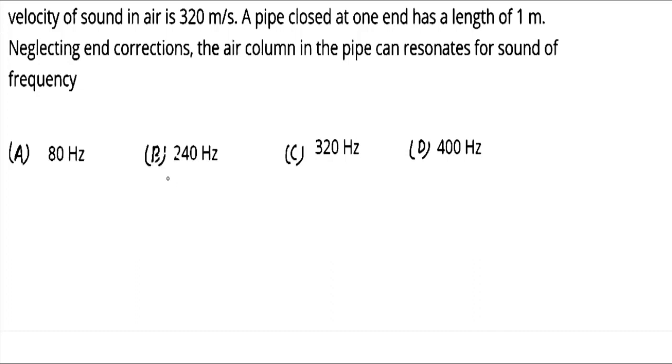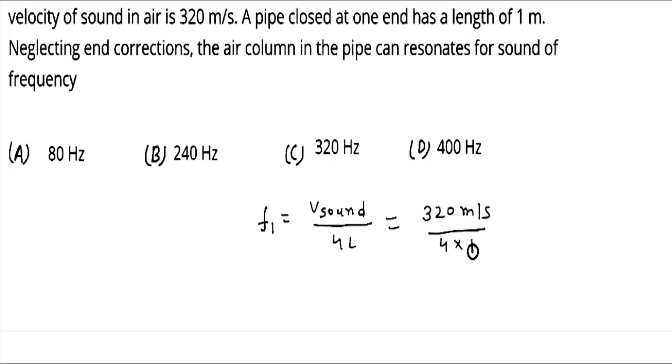We know the fundamental frequency F1 is equal to velocity of sound upon 4 into L. Here velocity of sound is 320 meter per second, upon 4 into L, where L is 1 meter. So 320 upon 4 into 1 is equal to 80 Hertz. This is the fundamental frequency.